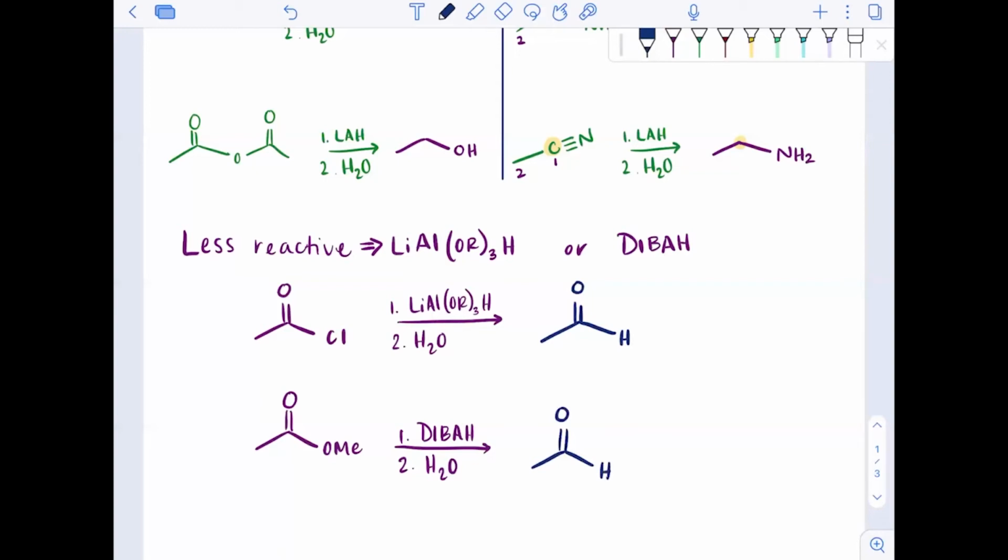Those again are both hydride reagents, but you can tell just by the acronym or by all of the things going on in these reagents, they are poisoned reagents. They are less reactive, and so they get to stop at aldehydes. Lithium aluminum hydride cannot stop at the aldehyde.